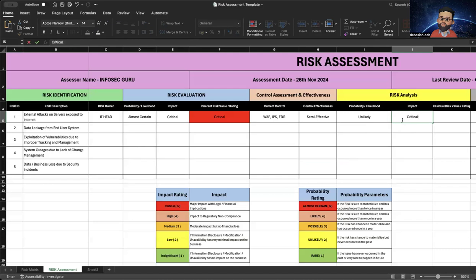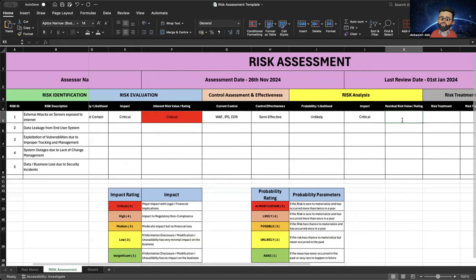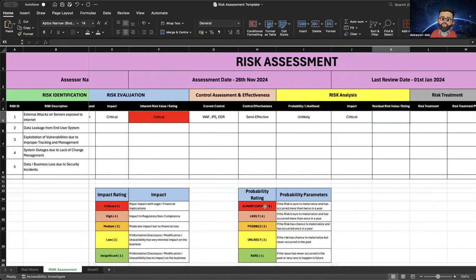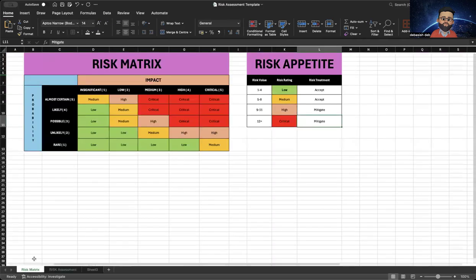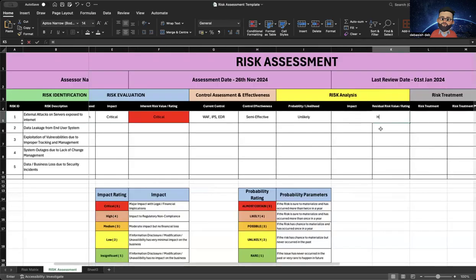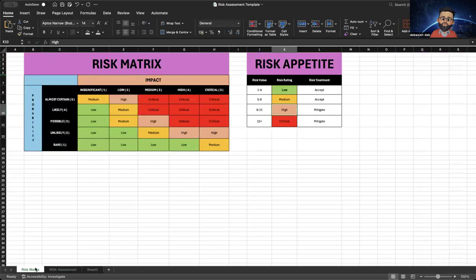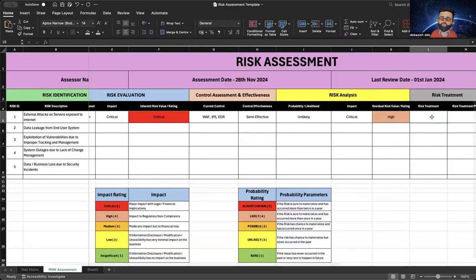I hope till now I am clear. Now we will calculate the residual risk rating. How do we calculate again? Go to this sheet. So unlikely and critical. So 5 into 2 is equal to 10. So what is 10? The risk rating would be still high. So if the risk is high, what do we do? We mitigate it. So the risk treatment is mitigate.